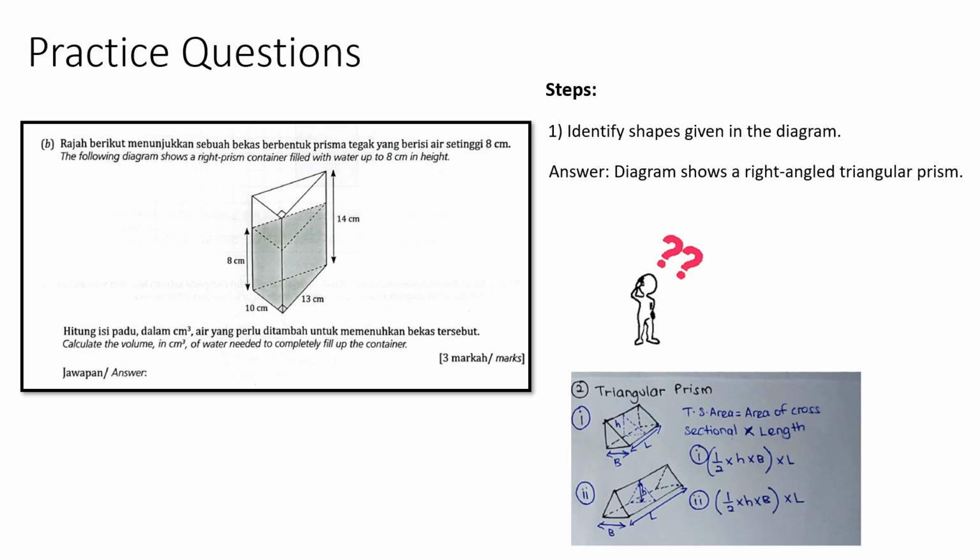So how are we supposed to do it? We need to get the area of the cross section. So over here the cross section is just a right angle triangle, and then only we need to times with the length or height of the prism. Okay, so how are we supposed to solve this one?